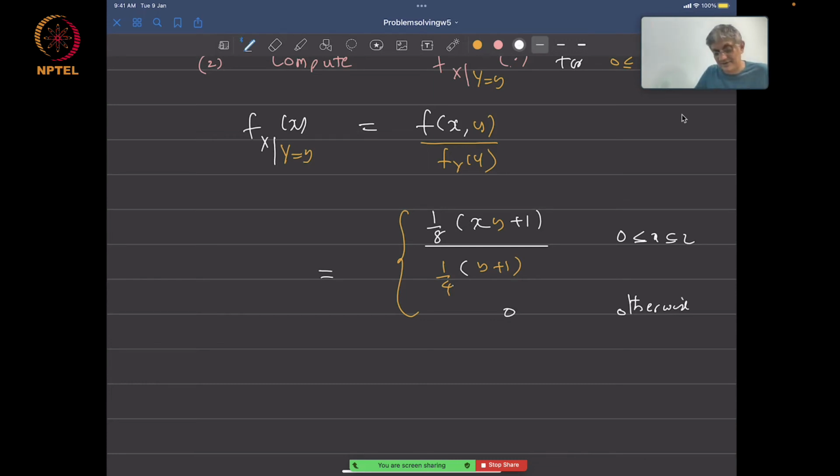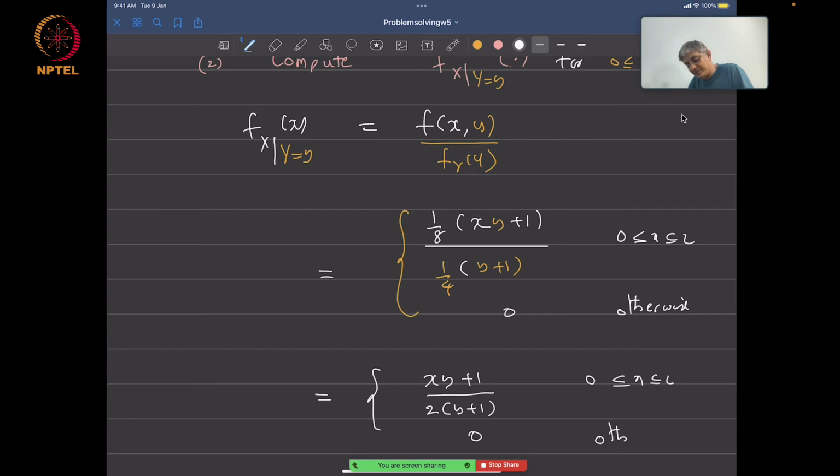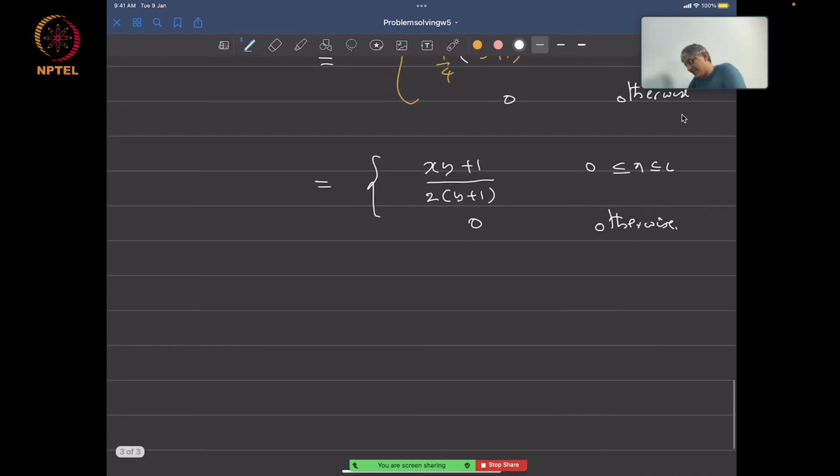Right, very nice. So that's the density. So we can rewrite this as xy plus 1 divided by 2 times y plus 1, when 0 is less than x, less than or equal to 2, and 0 otherwise. Very nice. So now the next question one can ask is the third one, which I'll write down here. Are x and y independent?